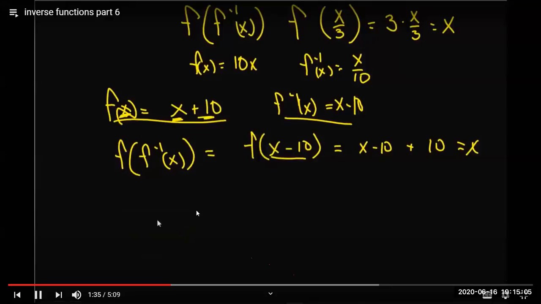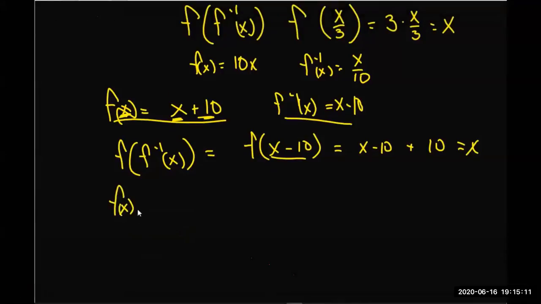How to get the inverse if you can't figure it out. It's a little bit hard to figure out. Suppose I give you this one, f of x equals 2x plus 8, and I ask you for the inverse. A little bit hard to figure that out. Just 10x is okay. We can see that it's going to be x over 10, or just x plus 10, we can see it's going to be x minus 10, but this is a little bit complicated.